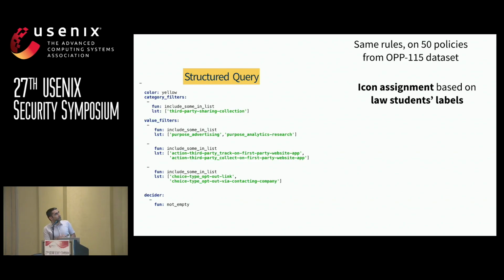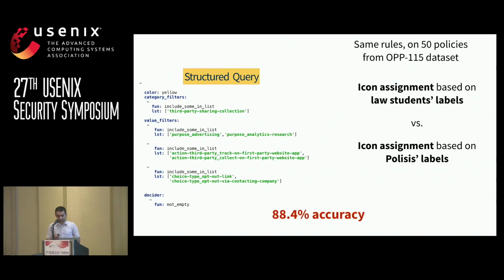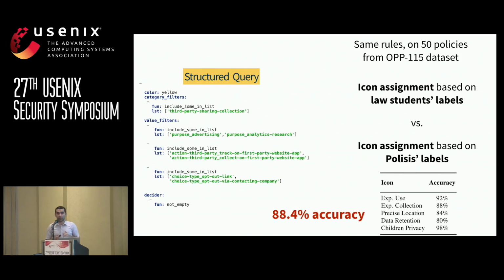So third-party sharing, collection, or advertising were set by the law students. The rules were set by us. And then we compared that to icon assignment with these rules based on Polisis labels. We obtained 88.4% accuracy across the icons in matching the icons based on law students' labels. So this shows us that we can automate the assignment of icons with acceptable accuracy using our system.